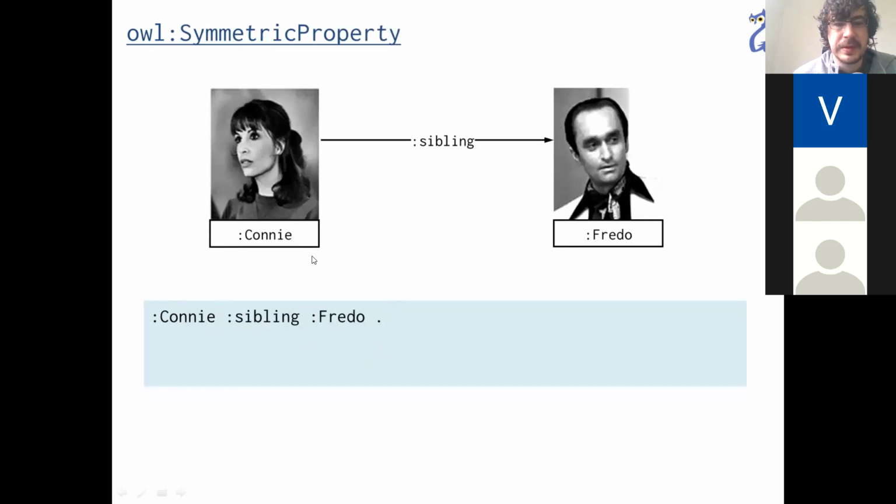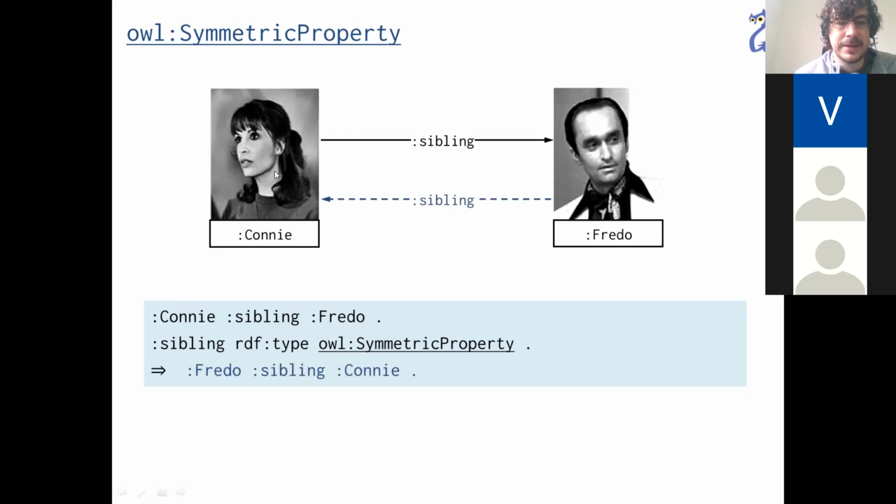We can make a similar type of definition based on symmetric property, which is sort of saying a property is the inverse of itself, right? So sibling inverse of sibling. Rather than write it like that, we'll say it's a symmetric property: sibling type symmetric property. What that tells us is if, for example, Connie is a sibling of Fredo, then we can infer that Fredo must be a sibling of Connie. It's something that holds in both directions. If A sibling B, then B sibling A. So this is symmetric property.